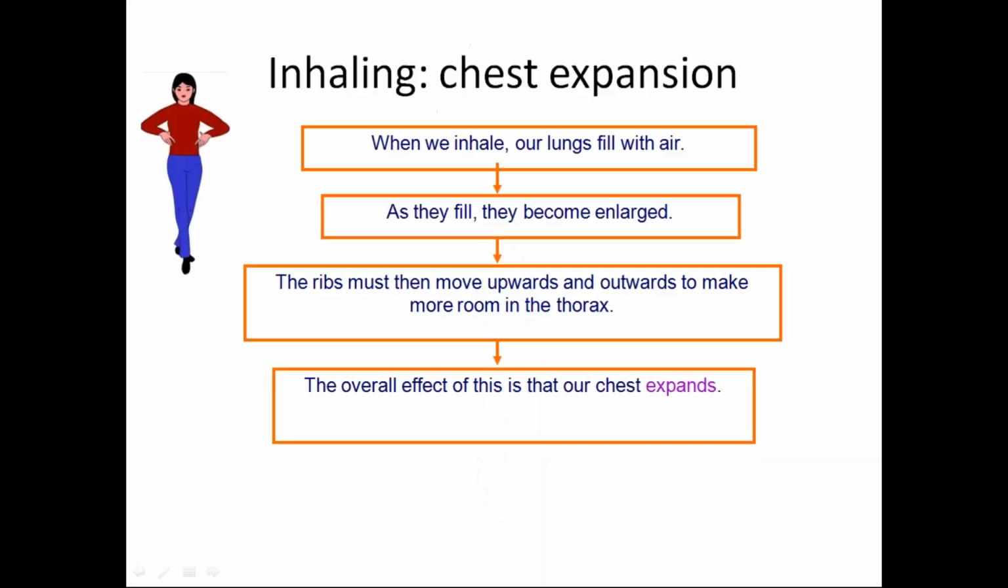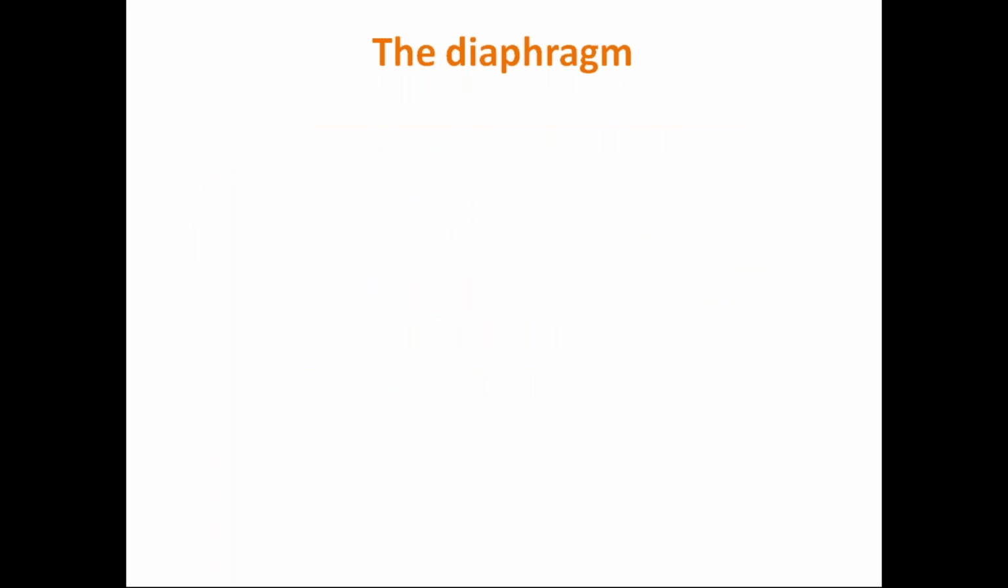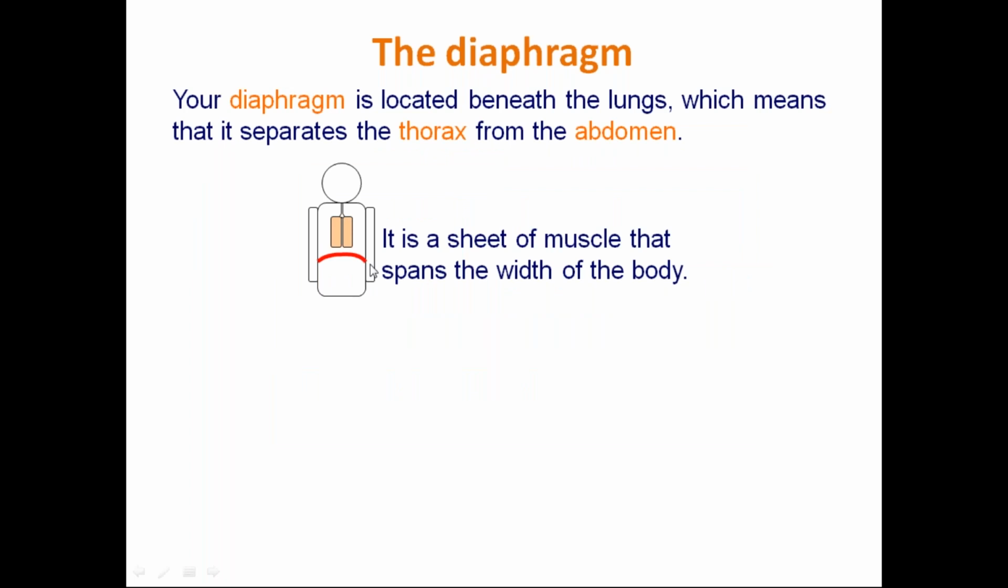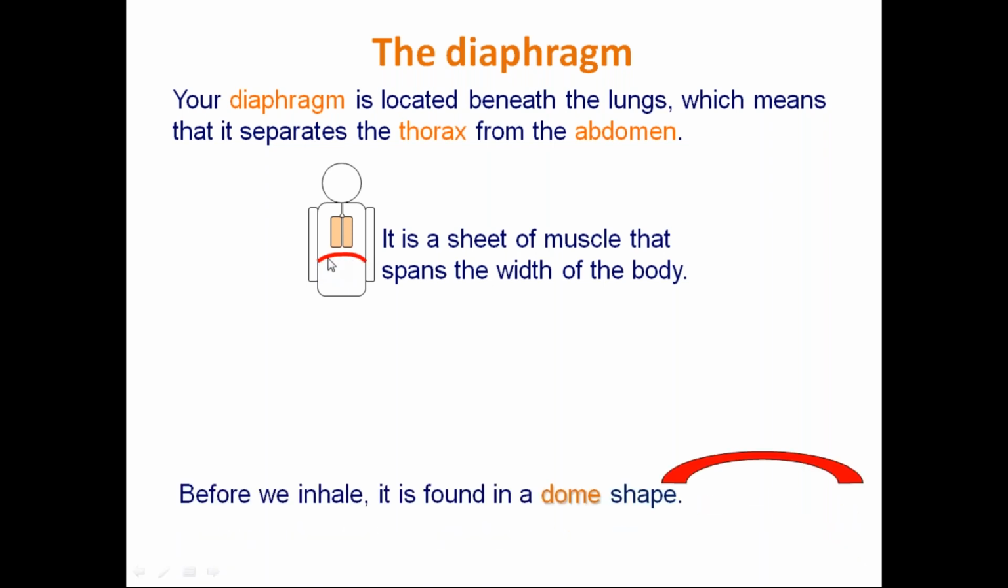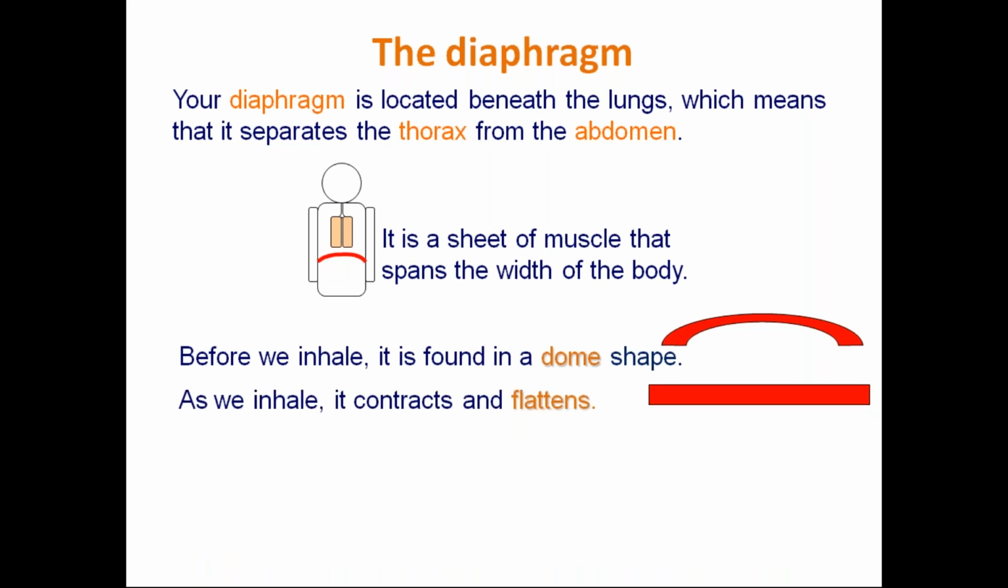Let's see what's happening in more detail. We said that the diaphragm is a big muscle sheet, this diaphragm over here, and we talked about the muscles in between your ribs, which we can also call intercostal muscles, meaning the muscles between the ribs. They are responsible for breathing in and breathing out.